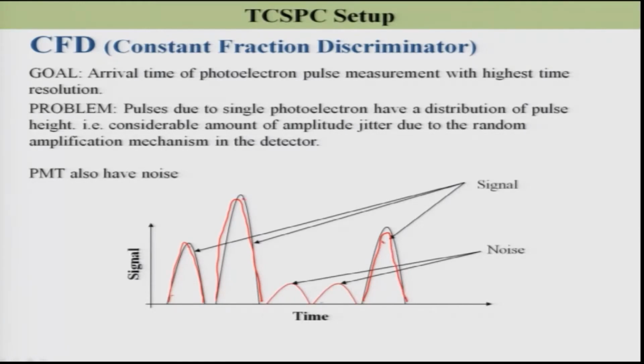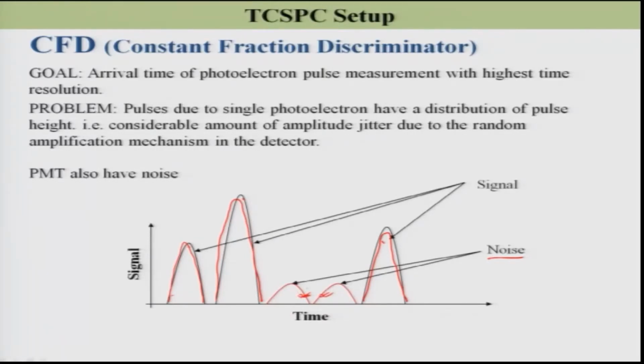Now, you also have the noise that I already talked about during the absorption spectrophotometer: all detectors have thermal noise. Even when no photon falls, the detector will give you some signal. Those are simply the thermal noise. So, if I want to get the timing of the arrival of the photon, then I should not detect these signals because these are noise.